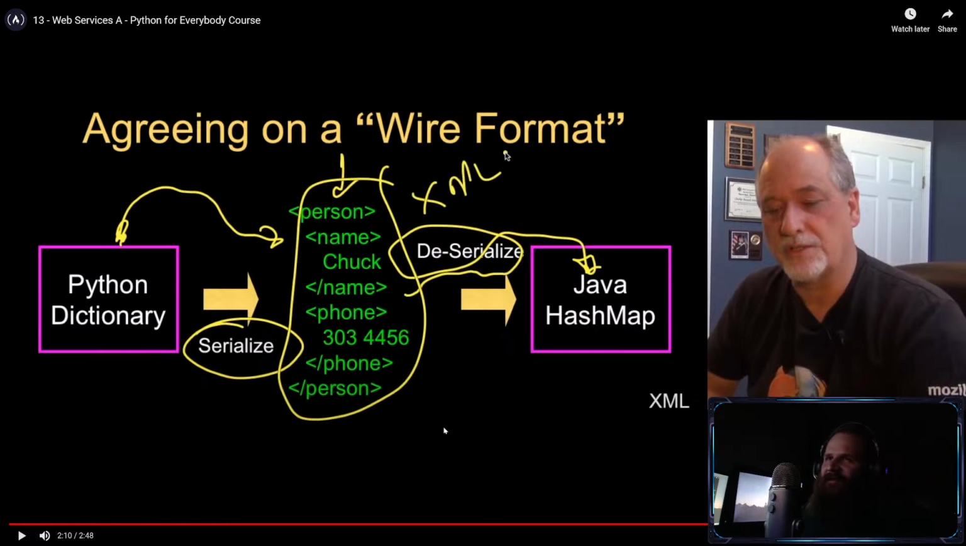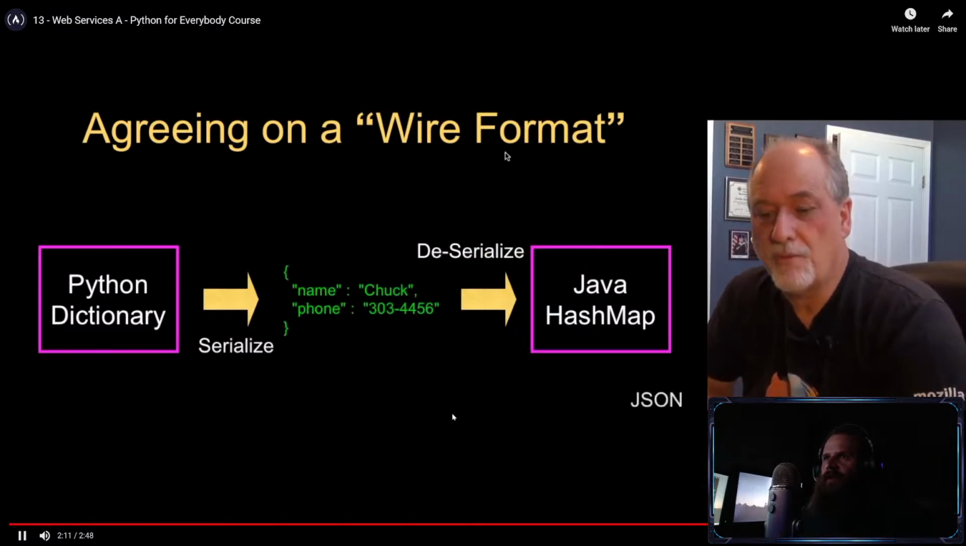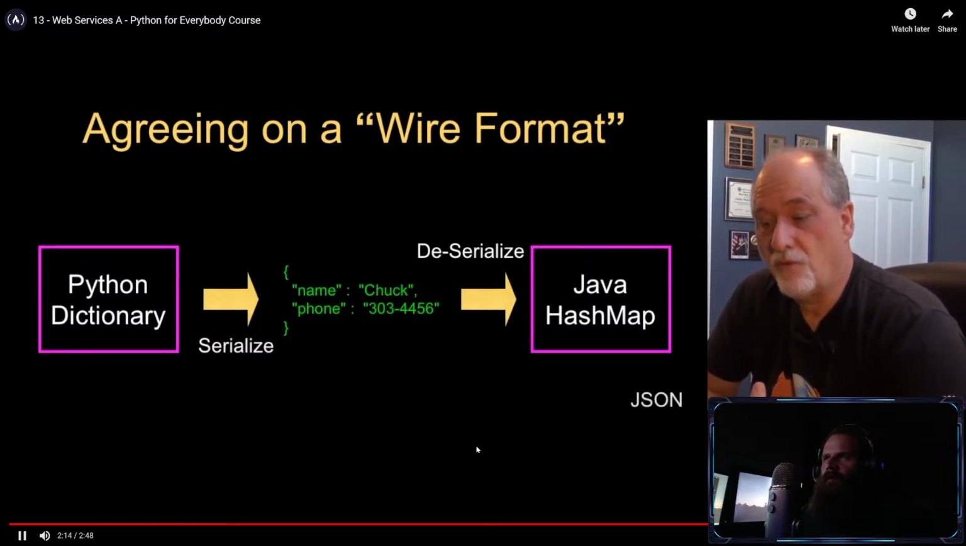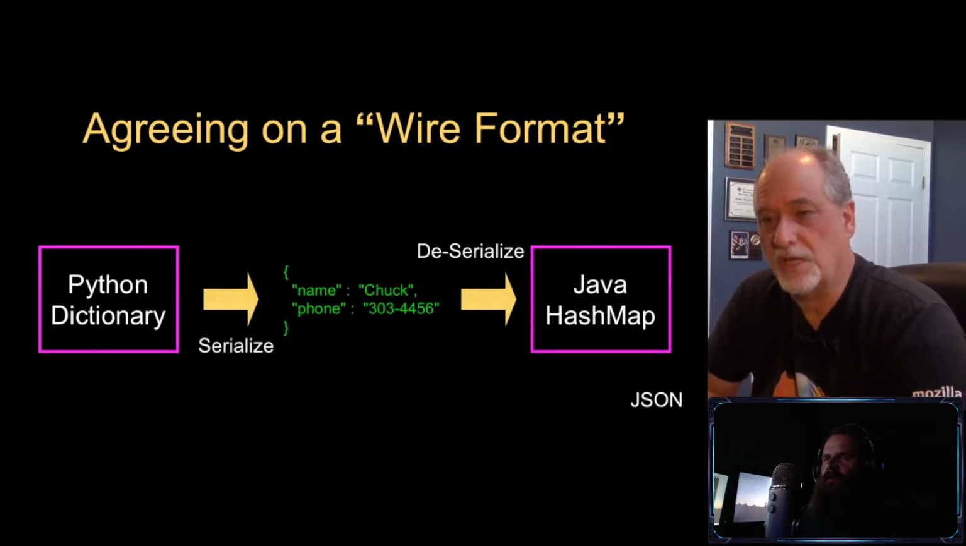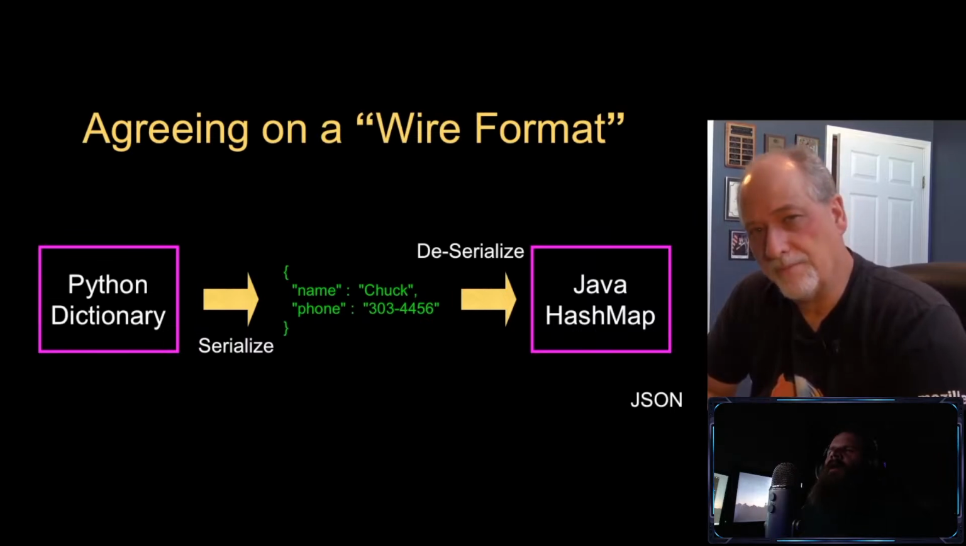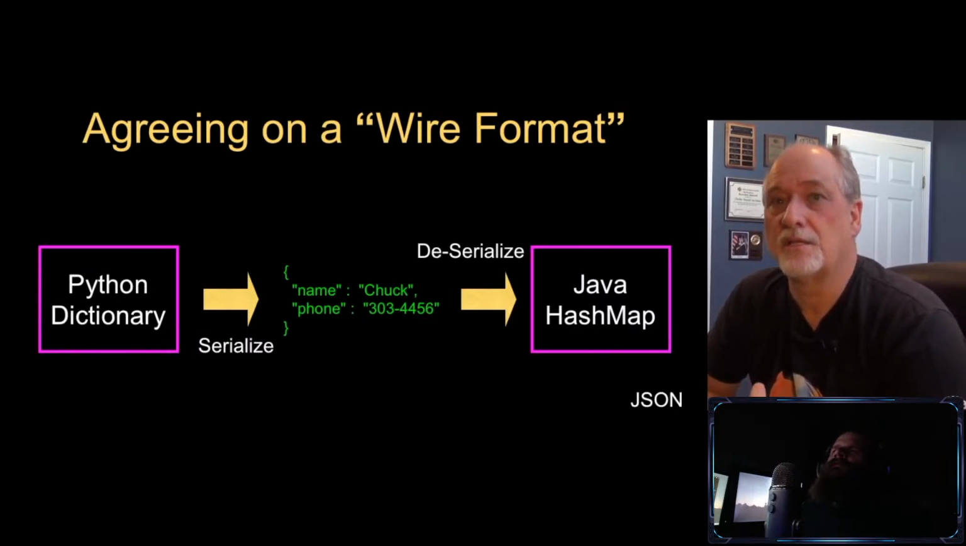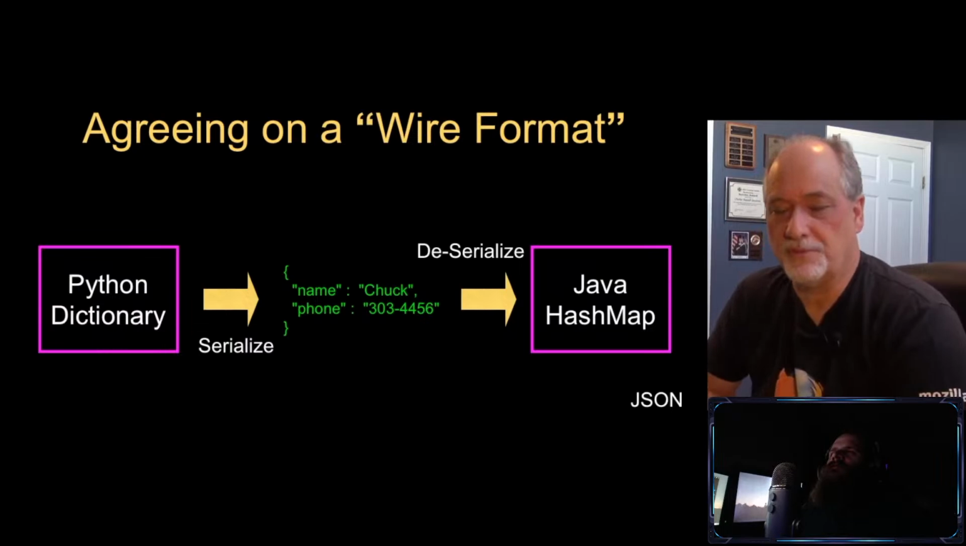This is XML. That's JSON. Another format that we're going to talk about is a format called JSON, JavaScript Object Notation, and it is simpler and easier, but it's not as precise and descriptive as XML is.